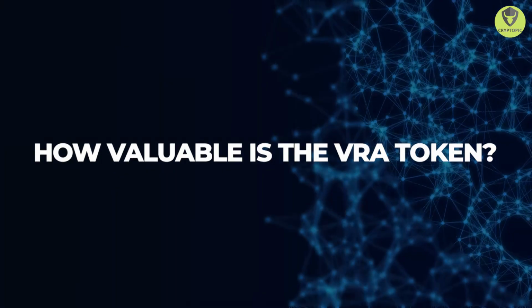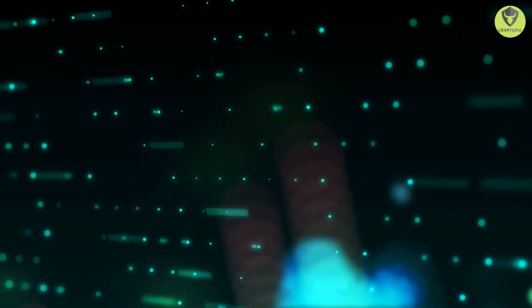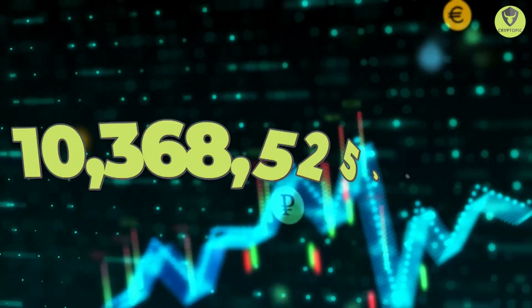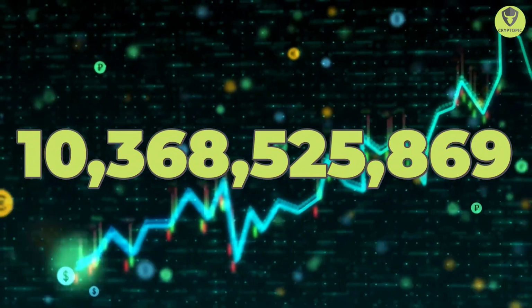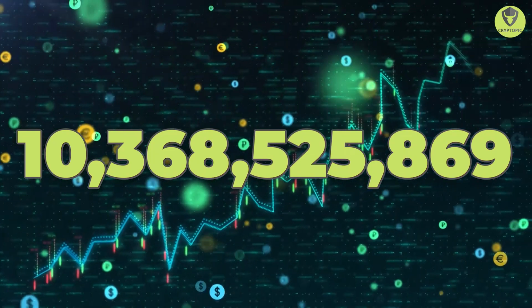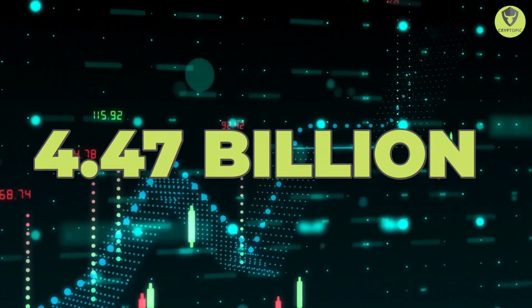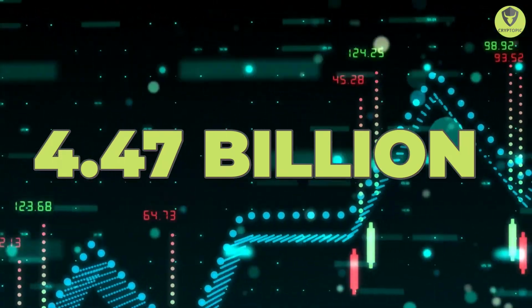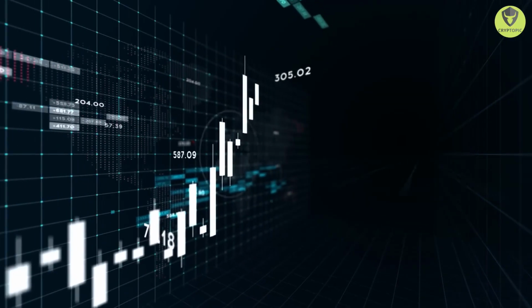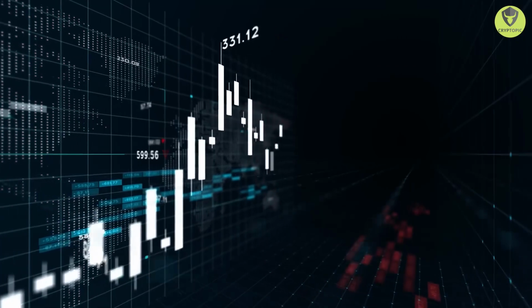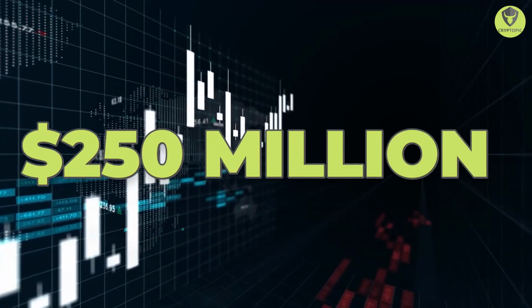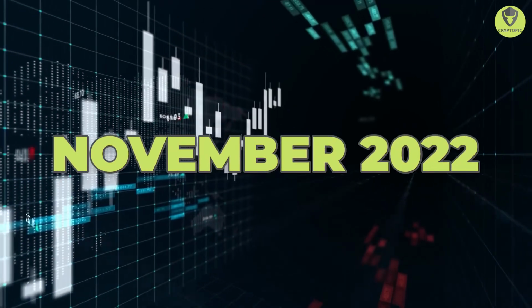How valuable is the VRA token? The total number of VRA tokens available is 10,368,525,869, with 4.47 billion of those tokens currently in circulation. On CoinMarketCap, the VRA token has a total market cap of about $250 million as of November 2022.